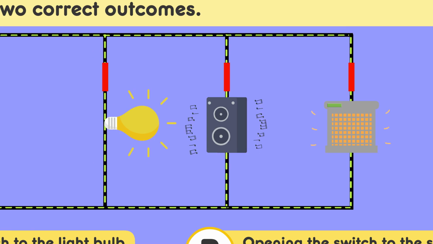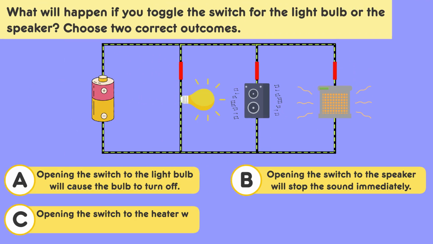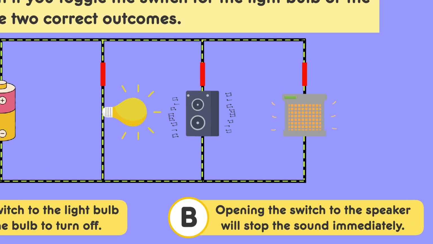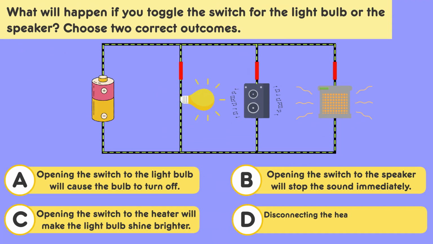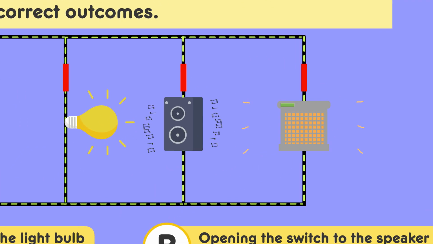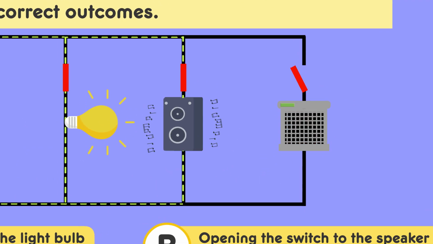C. Opening the switch to the heater will make the light bulb shine brighter. Think about it. The implications of removing a high-load device like the heater on the brightness of the light bulb in a parallel setup. D. Disconnecting the heater will increase the volume of the sound from the speaker. Think about it. How the distribution of electrical power changes when you remove a significant load and how that affects other devices like the speaker.